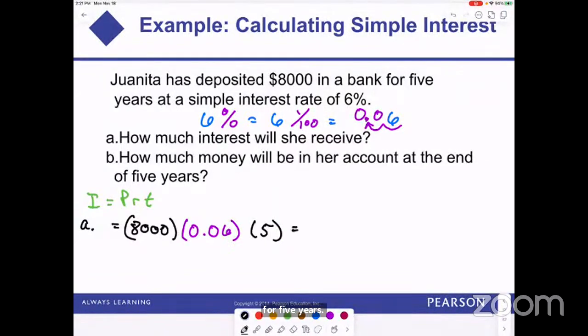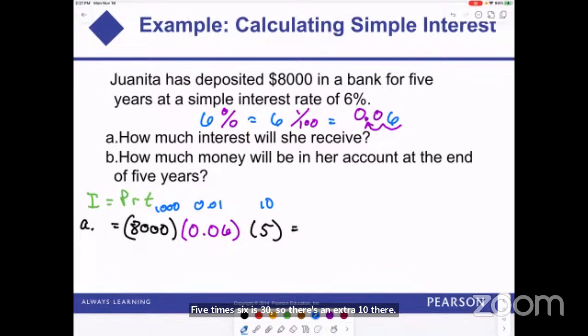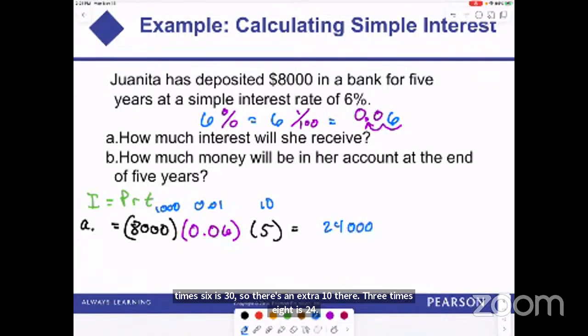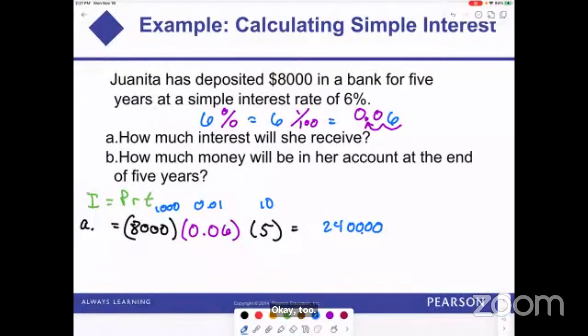5 times 6 is 30, so there's an extra 10 there. 3 times 8 is 24. And then 1, 2, 3, 4, like that. Backspace by 2. So that's $2,400.